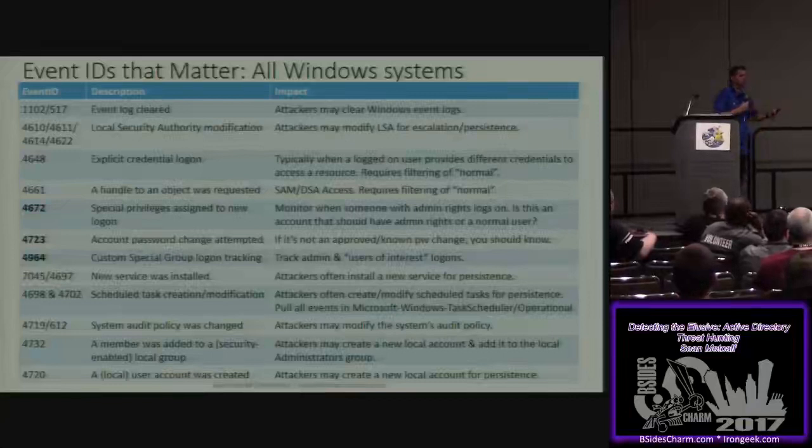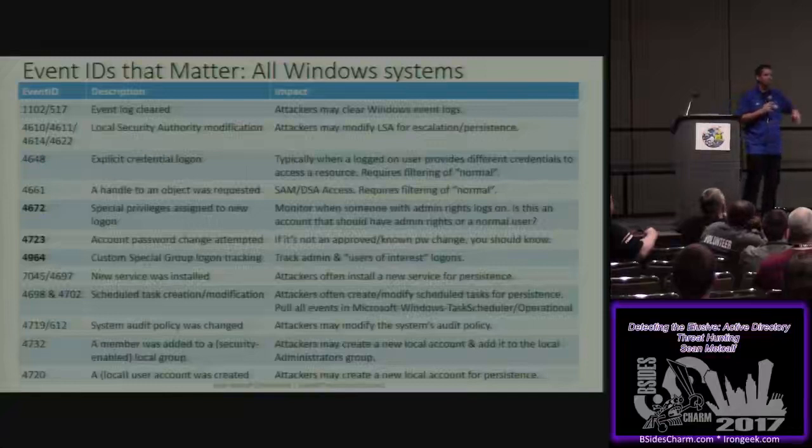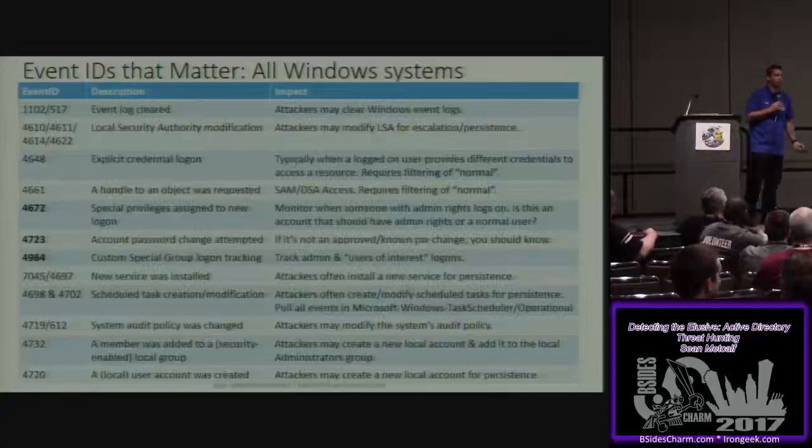New service was installed. A new scheduled task was created or a scheduled task is modified. This is how attackers are persisting on networks today. If we're not monitoring this, we're missing it. And then, of course, modifications of the local group on a Windows system. So modification of administrators. Attackers love creating another user account on a system and adding it to the local administrators group. Why? Because it's a great way to persist, and very few companies are monitoring for this.